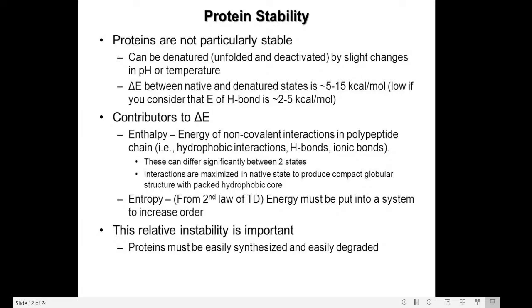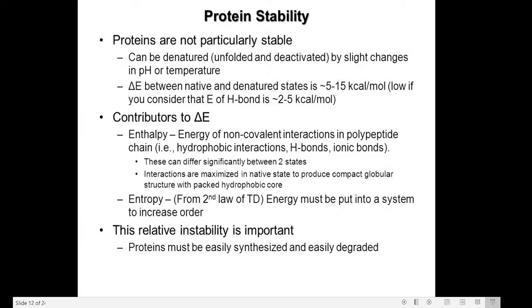To understand the stability, they calculate the delta E value, the energy difference between the native and denatured state of the protein. It depends on the experiment. They calculate it in a scientific manner, and it is 5 to 15 kilocalorie per mole. It is the normal energy difference between the native and denatured state of the protein. At a low level, a hydrogen bond means that energy is 2 to 5 kilocalorie per mole.